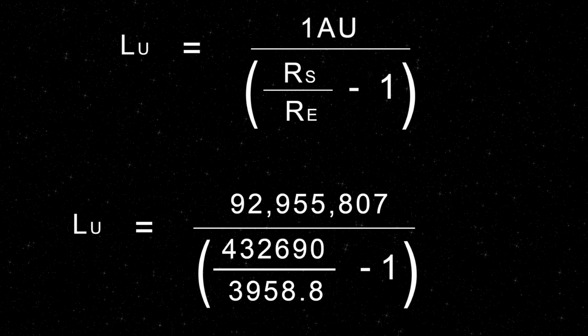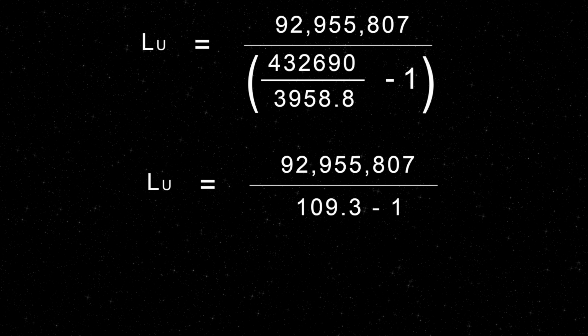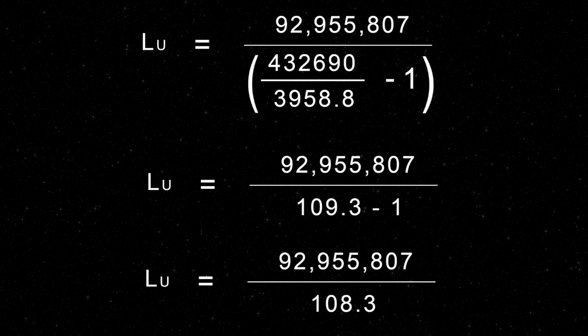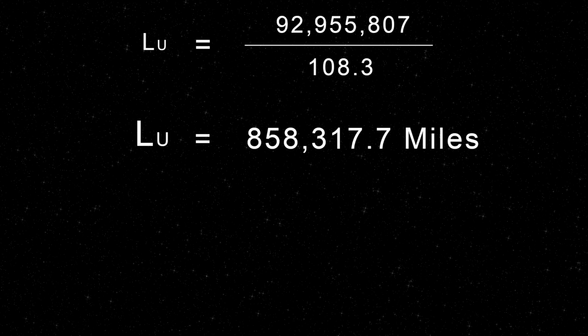We'll start by dividing the two radiuses in the denominator. That is the ratio of the diameter of the Earth to the sun, and it tells us that rounding to the nearest tenth, you could stack 109.3 Earths from edge to edge across the face of the sun. Our next step is to subtract 1 from that ratio, and that leaves us only one more division to perform to get our final answer. And when we do it, we find that L sub u, the length of Earth's umbra, is 858,317.7 miles.